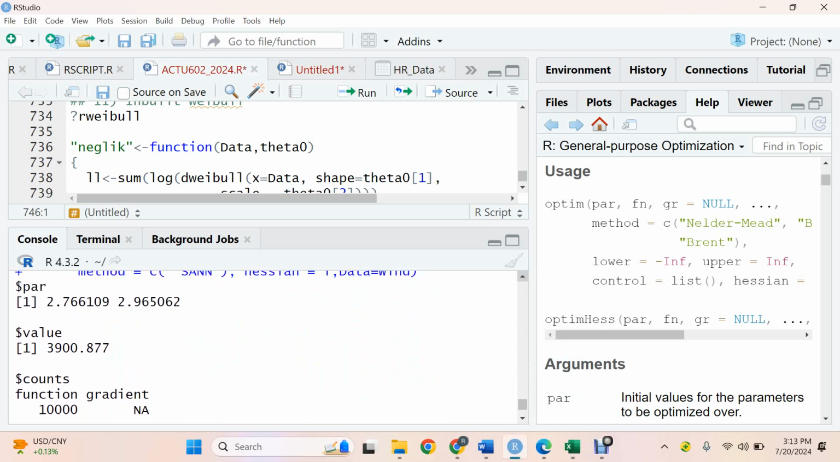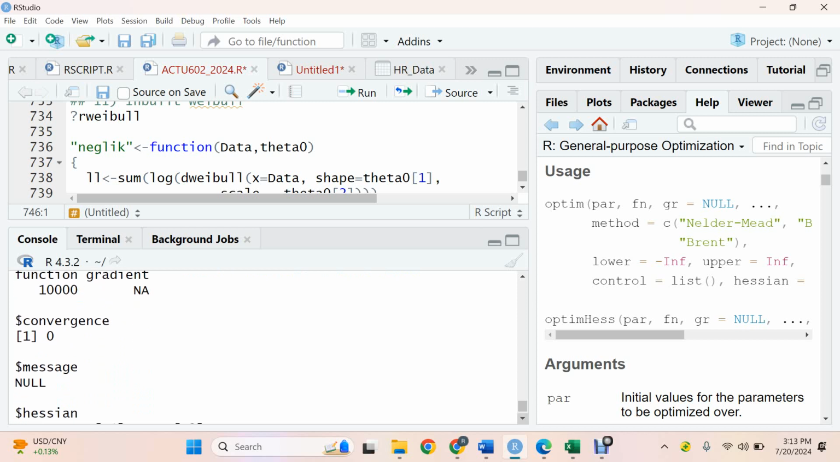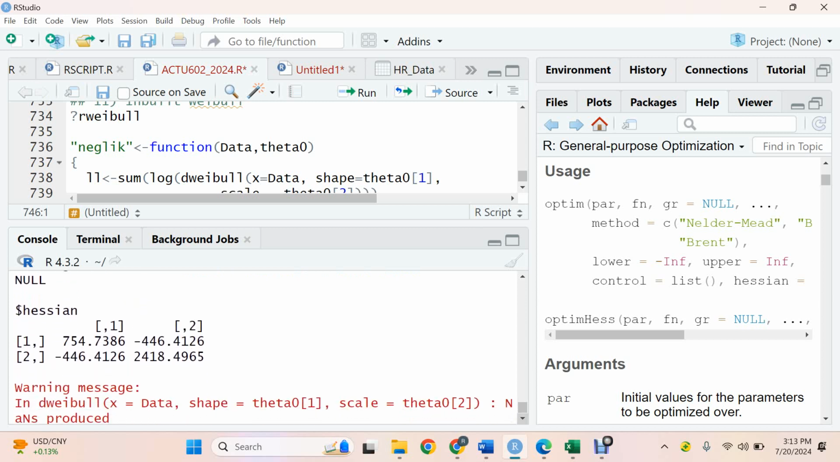The value of the function, which will help you to get your AIC and BIC, is also given. The Hessian will help us to get, so this is the variance for the shape parameter. This is also the variance for the other one. And then we have the covariance between them. We can take this to get the Fisher information, and then we can get our standard errors.